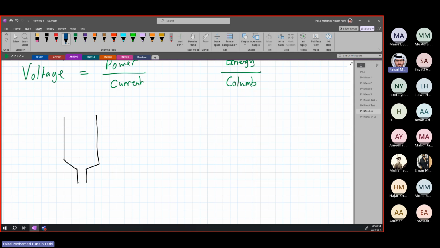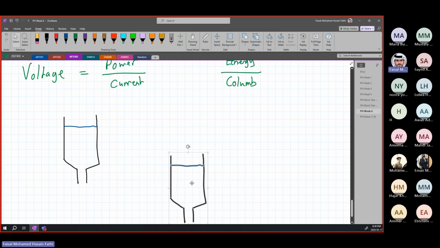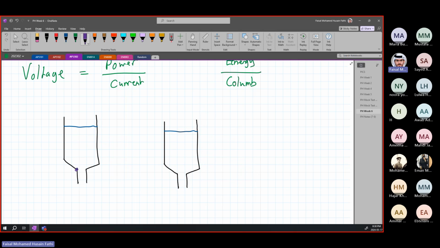Two water bottles of the same exact size. Okay, so I'm just going to copy paste this. In other words, the resistance is the same size. So here we have resistance, remember? This is the resistance resisting the water from falling out. And here we have our current flowing down.